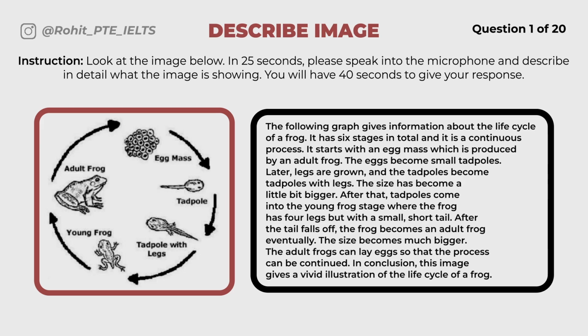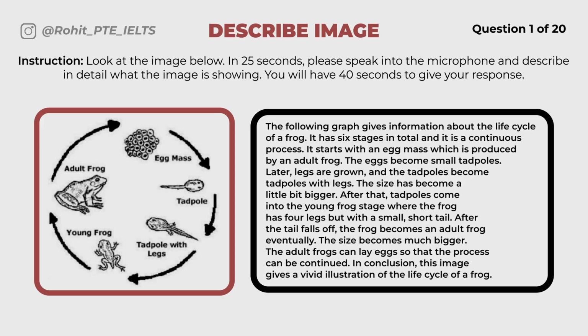Later, legs are grown and the tadpoles become tadpoles with legs. The size has become a little bit bigger. After that, tadpoles come into the young frog stage where the frog has 4 legs but with a small, short tail. After the tail falls off, the frog becomes an adult frog eventually.